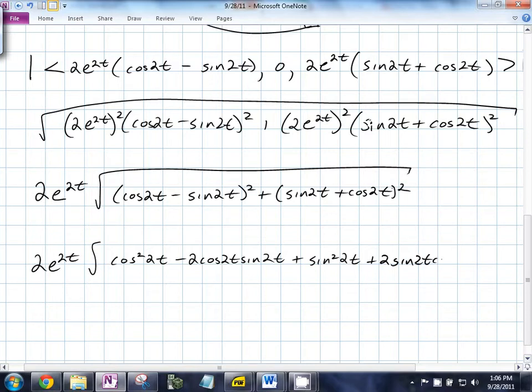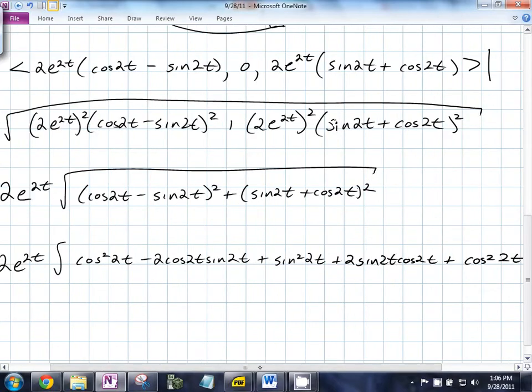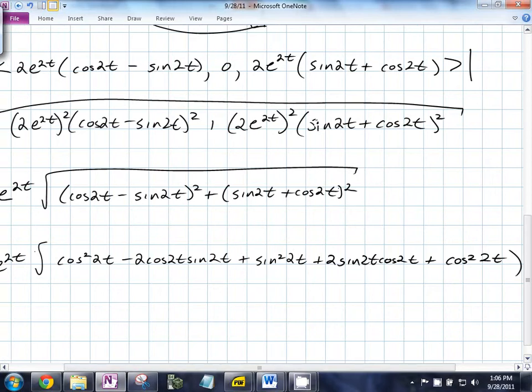What cancels? Wait, we need one more sine squared. No, we have sine squared cosine there, and then we have 2 of them right there. No, oh, I missed one over here. Yeah, sorry. Plus, thank you. I'm going to put it right here because we're going to write another line here. Sine squared 2t. Thank you. The last from this one, right? Yeah, sorry. So then you have this.